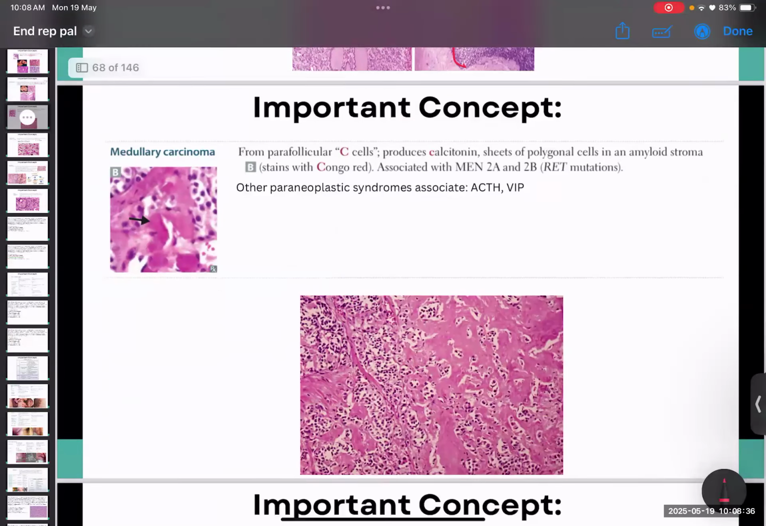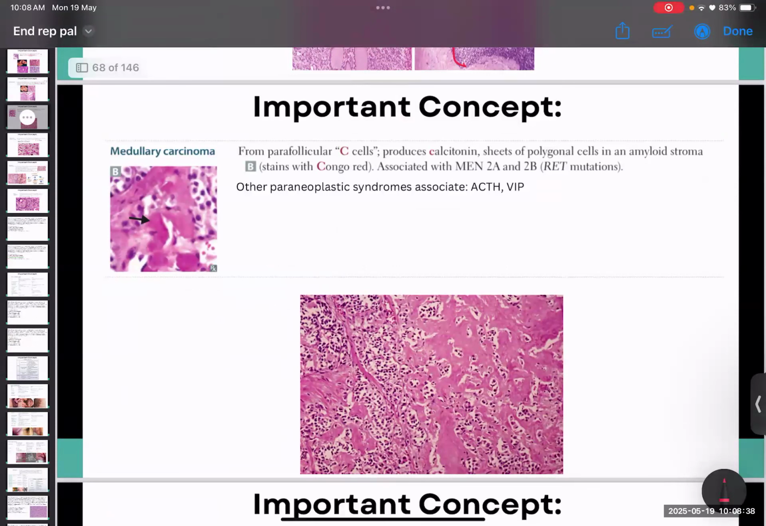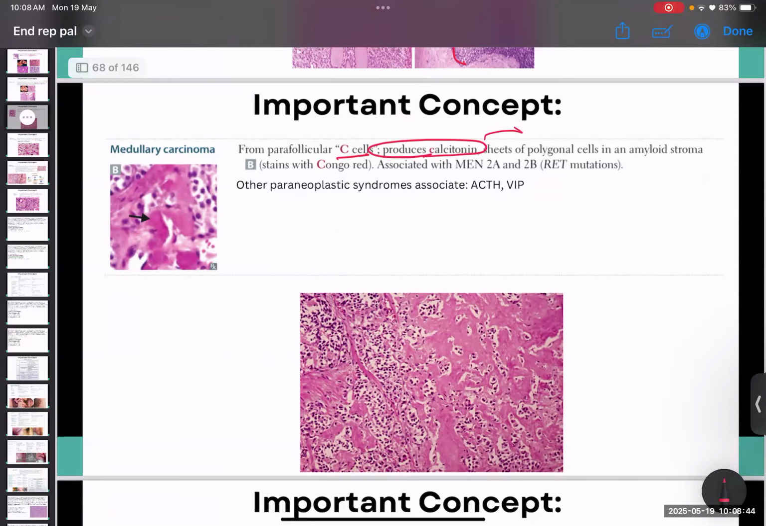And yeah, moving on to medullary carcinoma, this is basically from the parafollicular cells or the C cells. So calcitonin production is going to be evident, and when calcitonin is produced, it kind of pushes down calcium. And when that happens, you might get symptoms of tetany, spasms, arrhythmias, things of that sort. Usually you will see sheets of cells that are mixed with amyloid stroma. So this is the amyloid stroma. And if you do stain it with Congo red, you're going to get apple green birefringence.